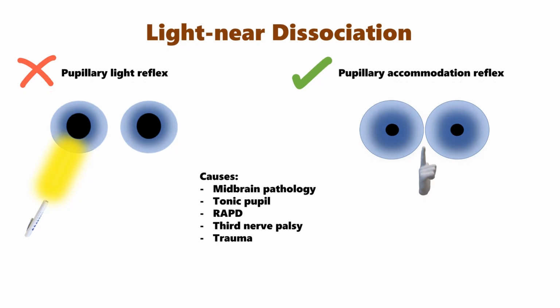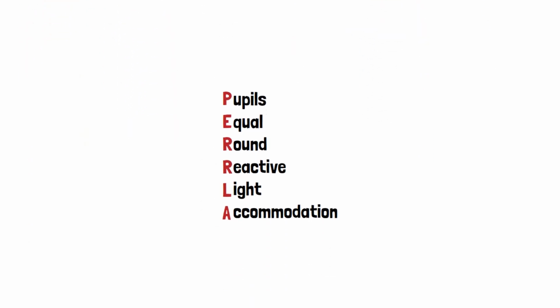Now try this on a friend. Follow the steps per PERLA: pupils equal and round, reactive to light and accommodation. Each step of the exam is important, as omission may mean you miss a subtle clue of pupil pathology, and sometimes the only sign of a sinister disease. You could even save someone's life.